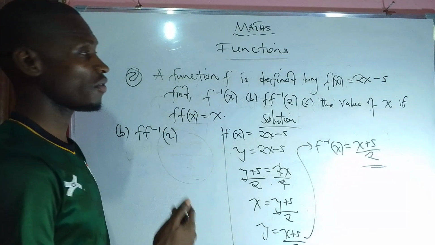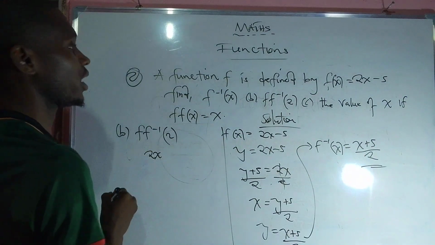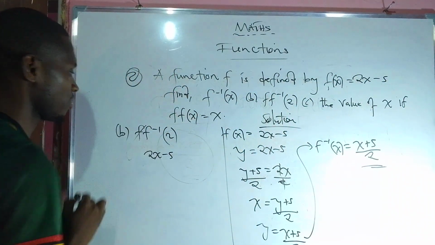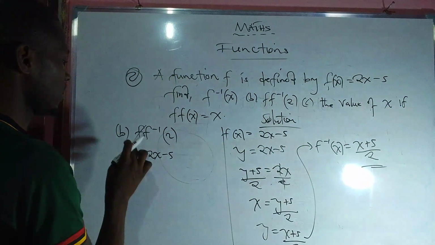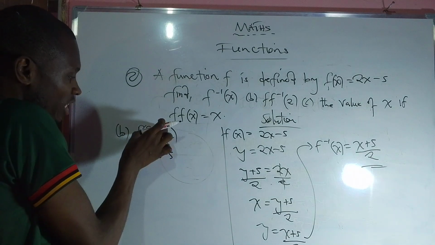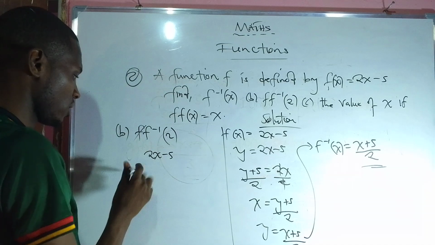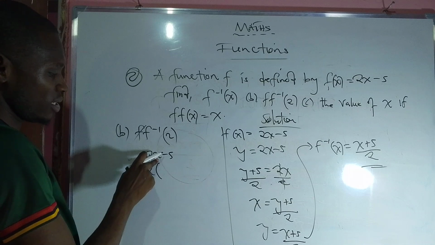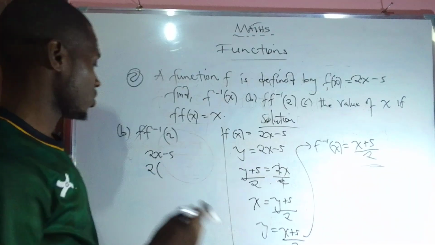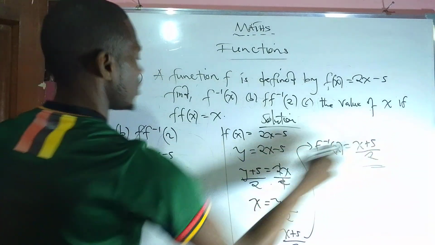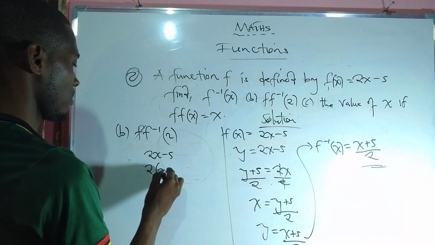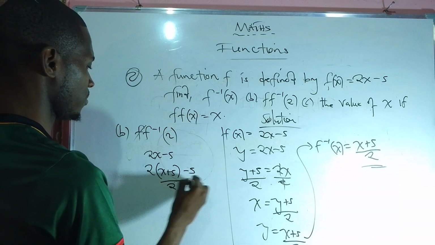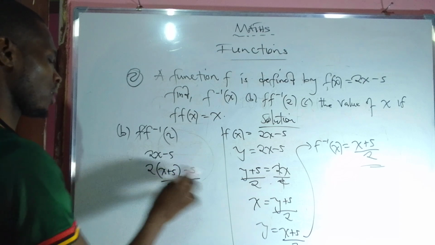So 2x minus 5. I'm done with this one. The next part, I'll enter into this because I can't write this one again. So I'll say 2, open bracket. This one should enter where there is x. X is like the gate. So the gate has opened, then we put this part: (x plus 5) over 2, minus 5. Then we can simplify.